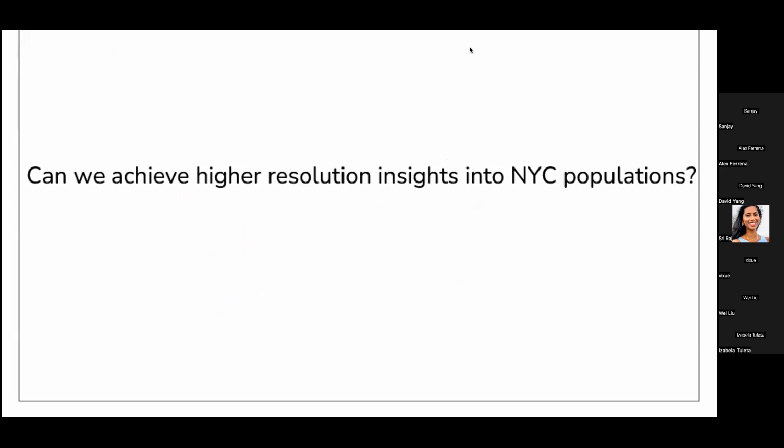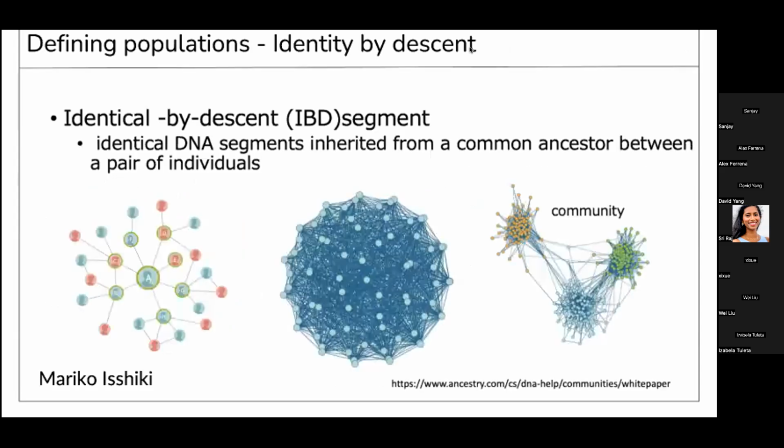But I'm going to go into a little more detail just to show you that this is not the be all and end all, right? This is a starting point. And to receive high resolution to New York City populations, we also can do something called identity by descent to look at shared haplotypes between pairs of individuals. And we can get even finer scale structure by identifying networks of individuals that share a lot of DNA.